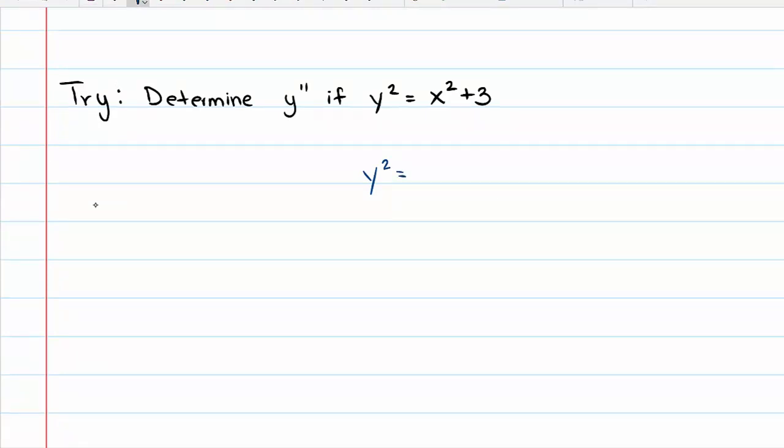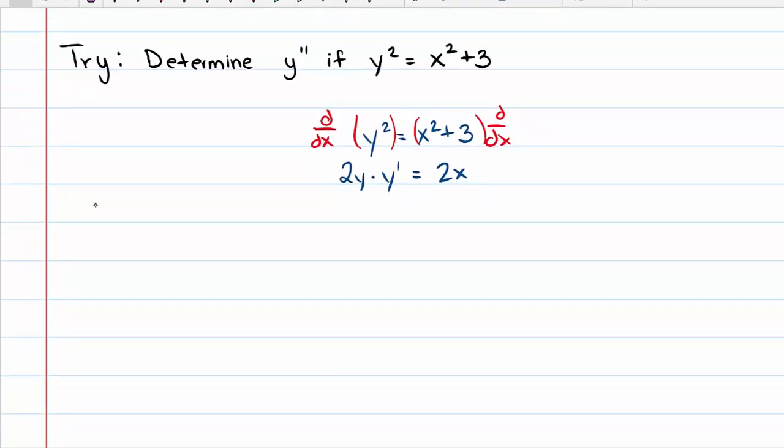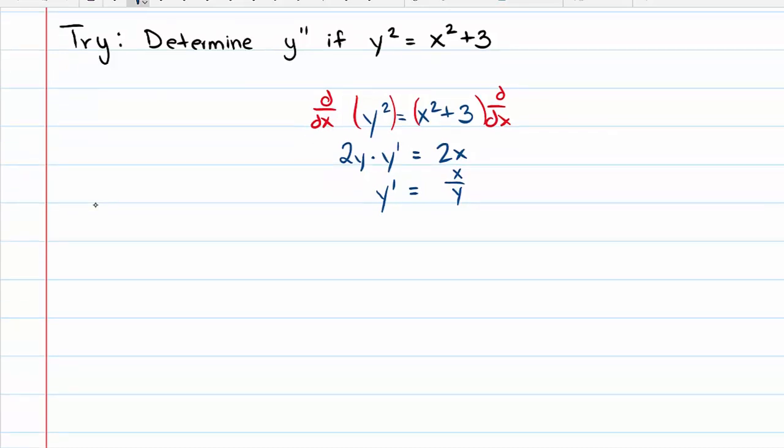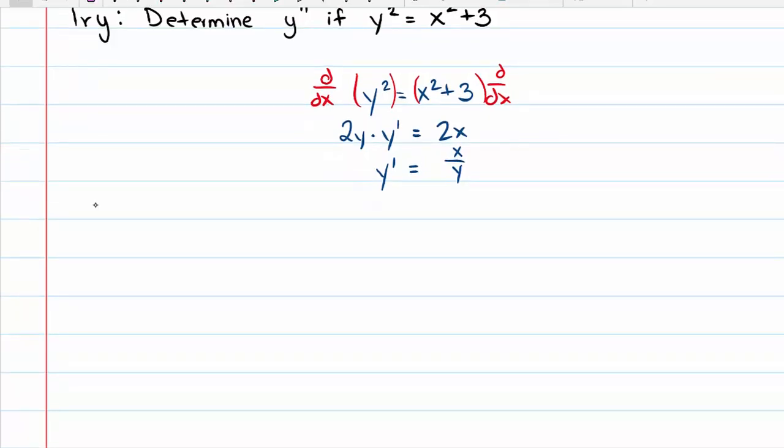y squared is equal to x squared plus 3. So what we need to do now is take the derivative of both sides. So you get d over dx to both sides. And the derivative of y squared would be 2y times y prime is equal to 2x. And if you want to write dy dx instead of y prime, that's also fine. So now you want to get that y prime by itself, so we're going to divide both sides by 2y, and we get y prime is equal to x divided by y. Okay, easy enough.